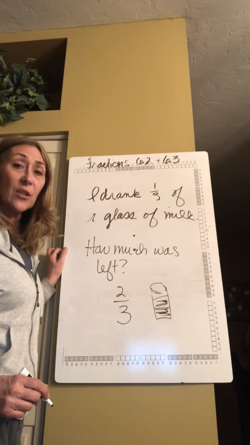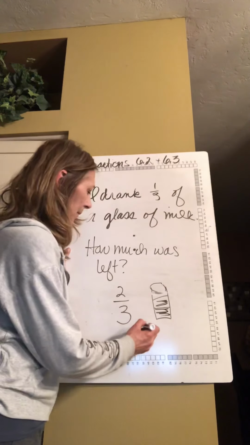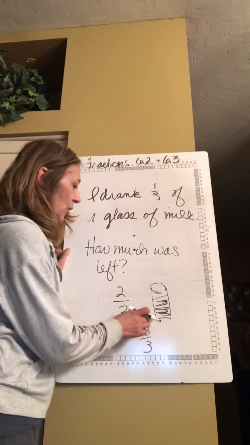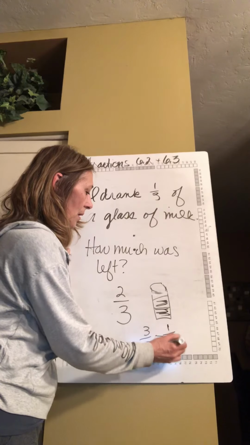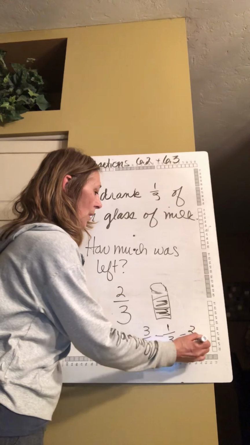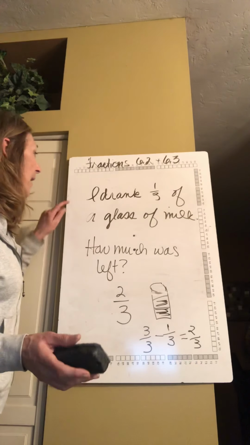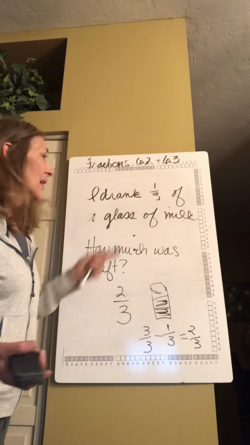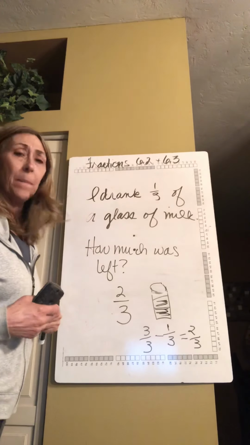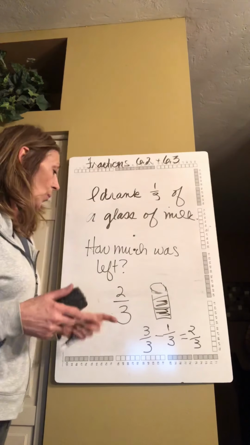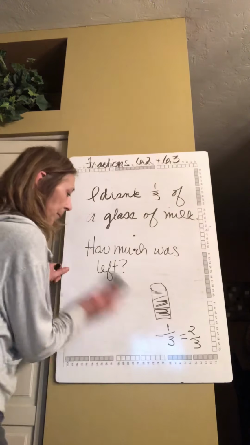How would I turn that into a subtraction sentence? 3/3, which is that full glass, minus 1/3 equals 2/3. Again, I drank 1/3 of a glass. There's 3 equal parts in that whole glass. I drank 1 of them. How many are left? 2. 3/3 minus 1/3 equals 2/3.